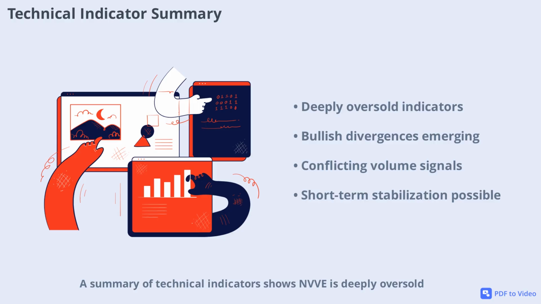Summary of technical indicators shows NVVE is deeply oversold, with RSI at 34.46 and Williams %R at. Emerging bullish divergences such as the MACD histogram and MAMA FAMA crossover hint at possible reversal. However, volume analysis reveals conflicting forces. While volume growth is exceptional, distribution is only just beginning to ease. Linear regression confirms the severe downtrend, but the current price trading above the predicted value hints at short-term stabilization.